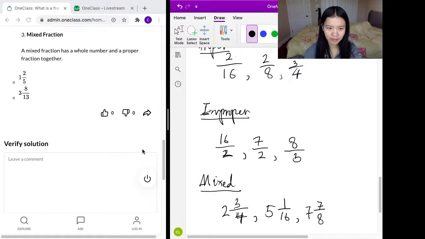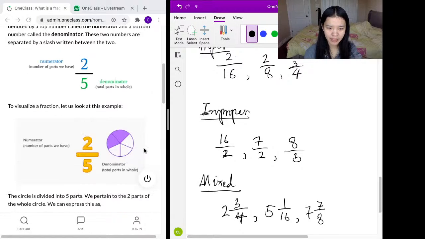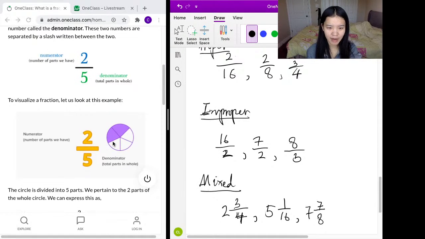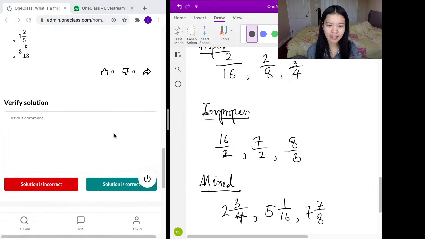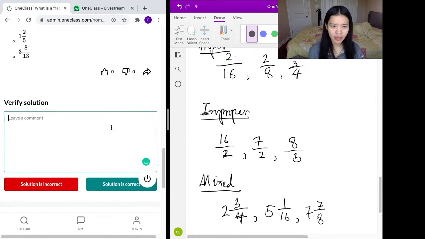Perfect. They basically had the same explanation as us, and they had a visual representation of the fraction 2/5, because you divide an entire circle into 5 parts, and 2 of the parts are filled. So this is 2 out of the 5 parts, which is a fraction. It's not the entire part. It's less than the entire part, or more than the entire part in terms of an improper fraction. Okay, let's say good job. That's correct.